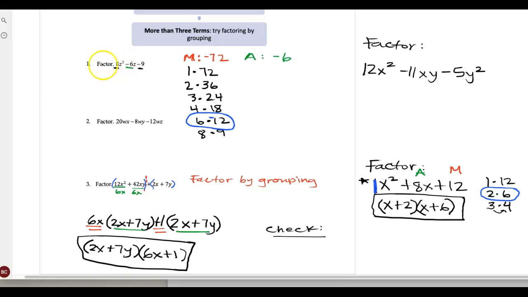So this first term stays the same. I leave that as 8z squared. But this second term, I'm breaking down into what I found my winning combination to be. So I'm going to have plus 6z and then minus 12z, because when I combine those together, I get that negative 6z that I'm looking for. And then that last term comes down, and now I have my 4 terms, so now I can do factor by grouping just like I did down here.